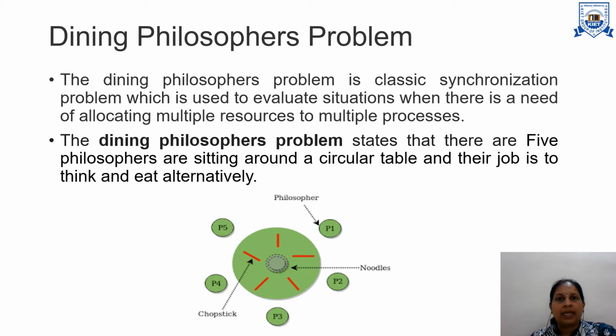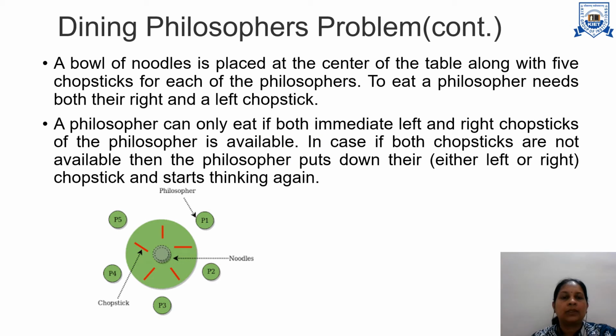We can take any number of processes, but here we are assuming that there are five processes. So we are taking the example that there are five philosophers sitting around a table. The bowl of noodles is placed at the center of the table, along with five chopsticks for the philosophers. To eat, a philosopher needs both their right and left chopstick. Basically, a chopstick represents the resource which is required to complete its task for a particular process.